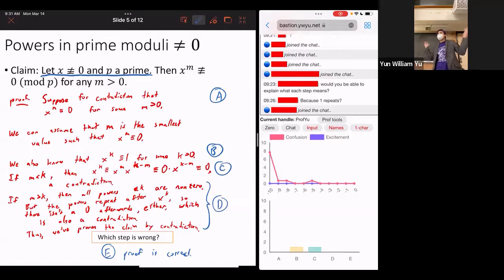Or do you think it's correct? That's also a possibility. So you need to go through it one by one, each step, and then ask yourself, does that step make sense? So is the setup correct? Is this a correct proof by contradiction?